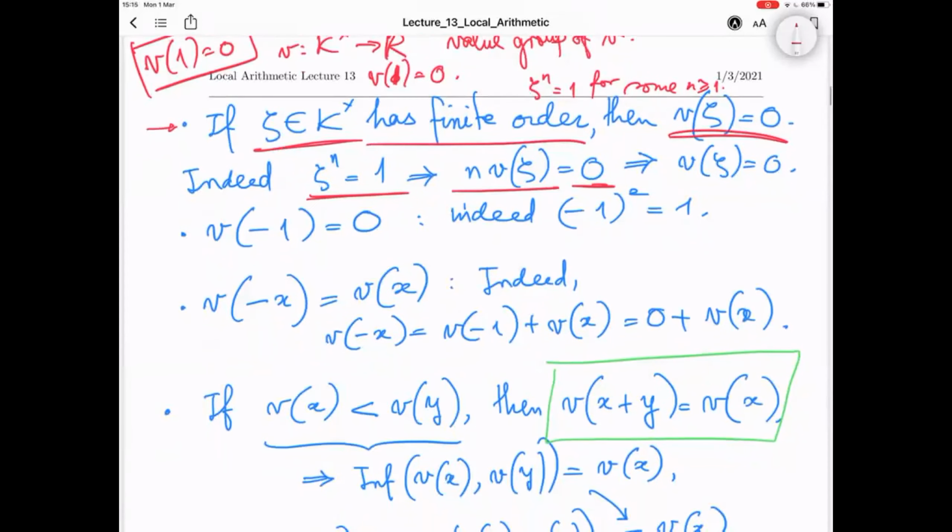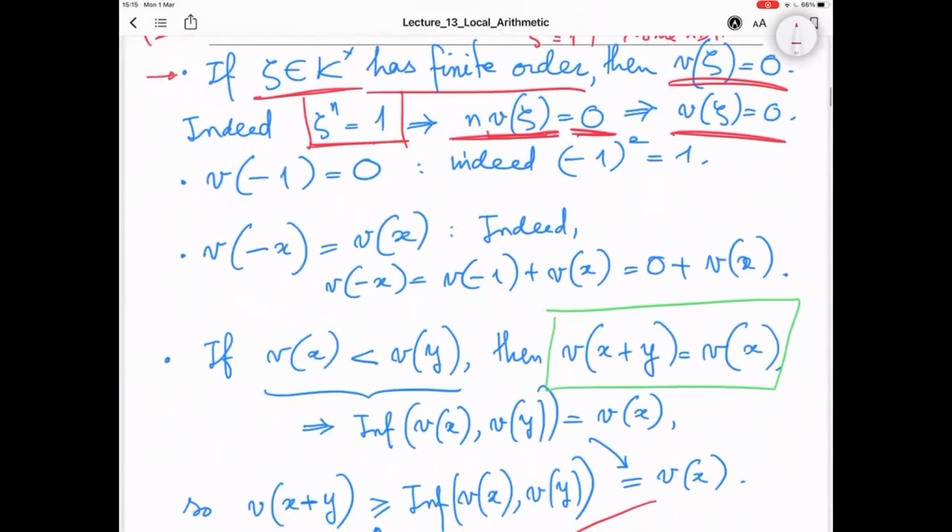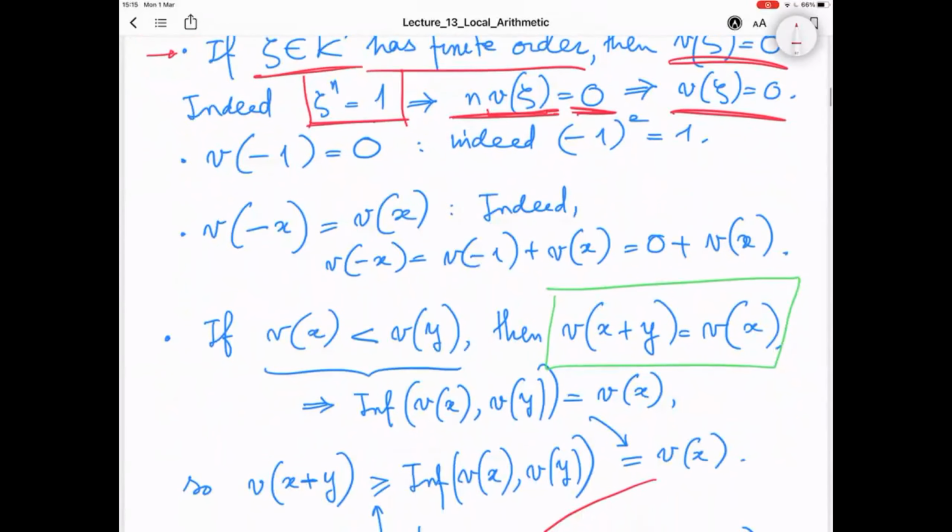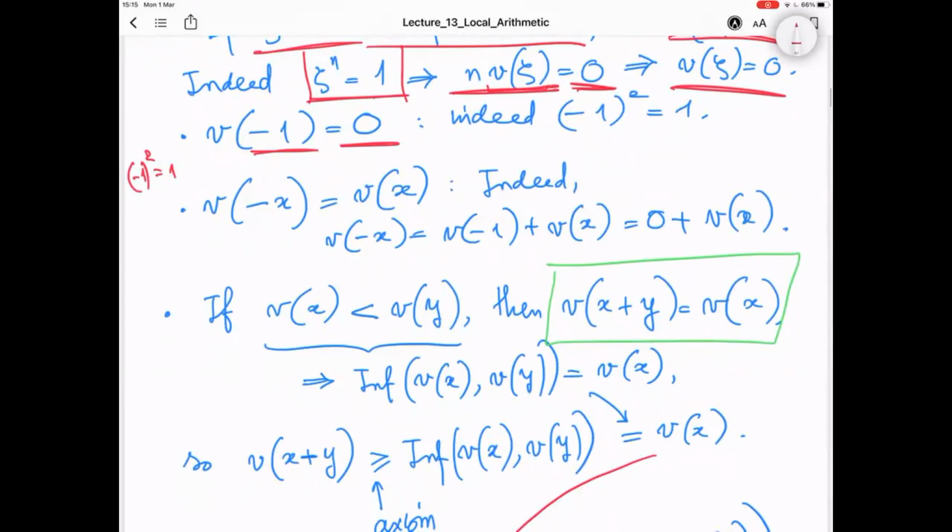So n times V of zeta is equal to 0: I take the valuation on both sides of this equation. On the left, I get n times the valuation of zeta. On the right, I get 0. So this implies that V of zeta itself is 0. In particular, if I look at the element -1, it's a torsion element because -1 squared is 1. So its valuation has to be 0.